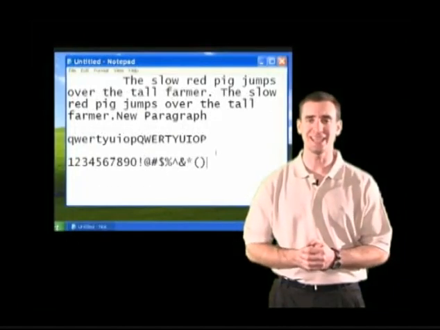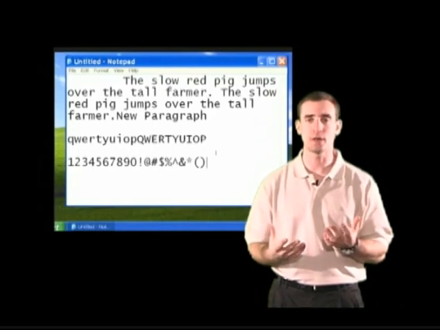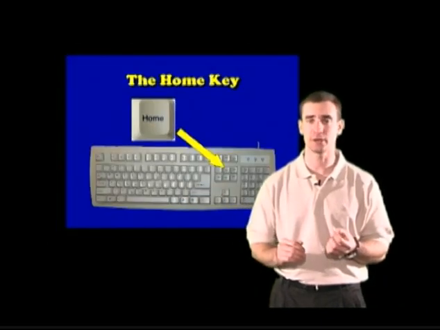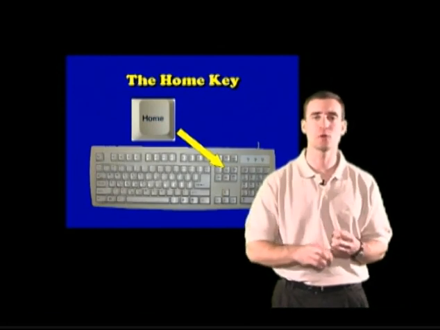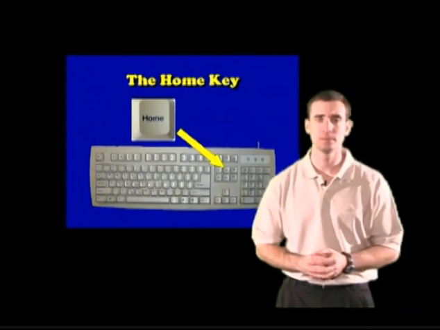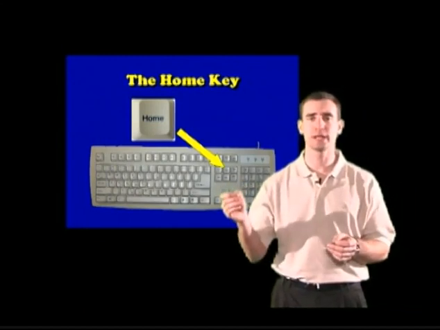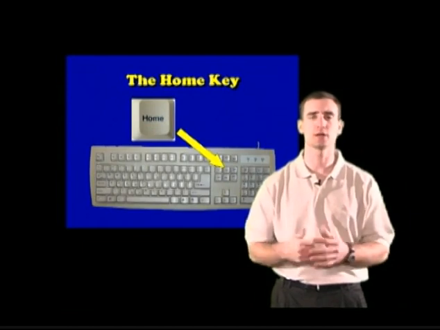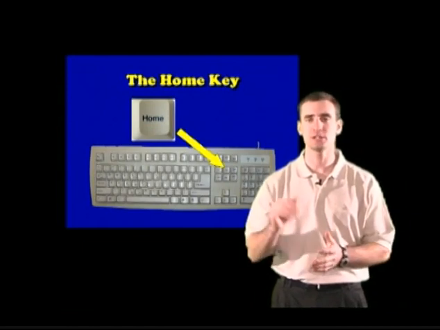Another uncommon key that we get a lot of questions about is the Home key. The Home key is located on the right-hand side of your keyboard. Everybody locate that Home key. When you press the Home key, it will simply take your blinking cursor and place it at the beginning of the line, whatever line you're currently working on. Let's do that together.